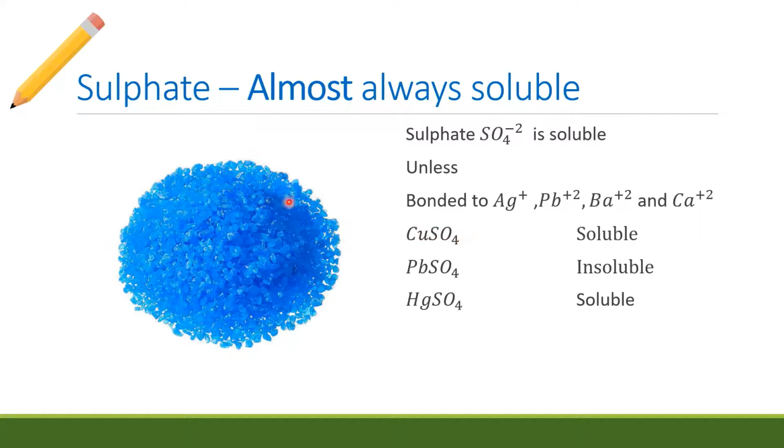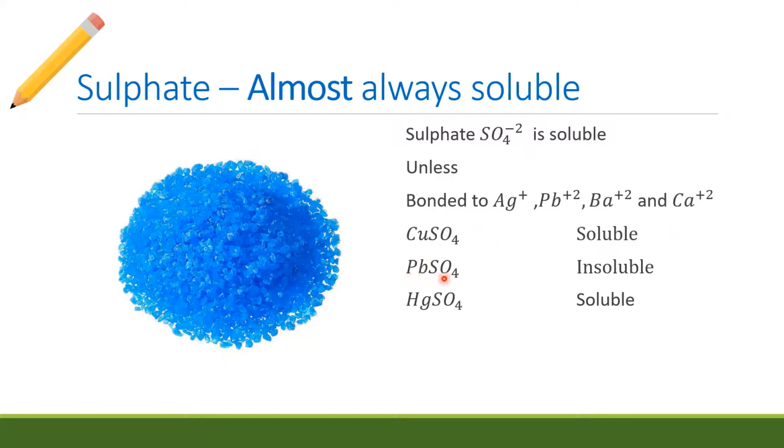So copper sulfate, that's what actually this blue crystal here is. Such a brilliant blue color. I kind of love it. Copper sulfate is soluble. Let's check why. It's sulfate. Sulfate is usually soluble. Is copper, Cu, on the banned list? No, it's not. So therefore, tick, it is soluble.